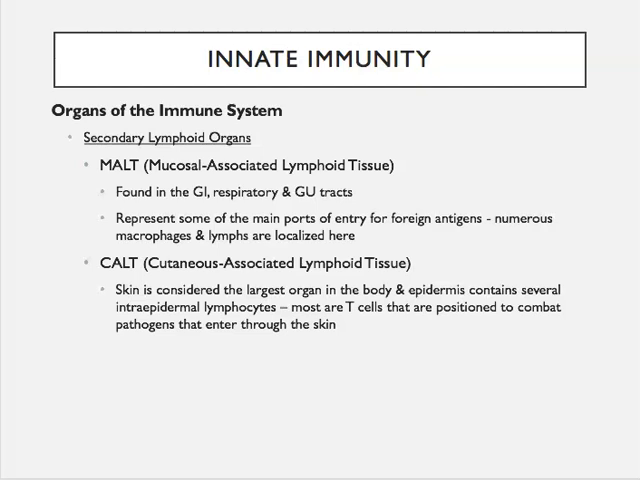You've got numerous macrophages and lymphs localized here so that they can recognize and start to respond to those foreign antigens. And then CALT, or your cutaneous associated lymphoid tissue. So skin is considered the largest organ in the body, and epidermis contains several intraepidermal lymphocytes. Most are going to be T cells that are positioned to combat pathogens that enter through the skin.